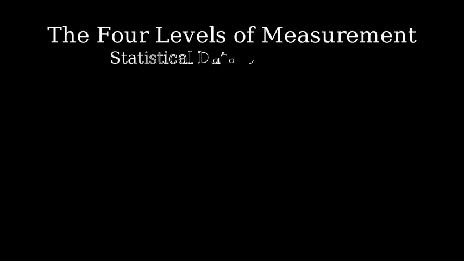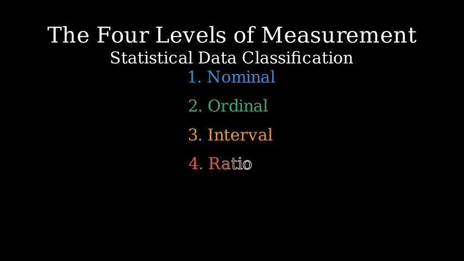Welcome to our lesson on the 4 levels of measurement in statistics. Understanding these levels is crucial for properly analyzing data and choosing the right statistical methods. There are 4 distinct levels of measurement: nominal, ordinal, interval, and ratio. Each level determines what mathematical operations you can perform on your data and what statistical analyses are appropriate.